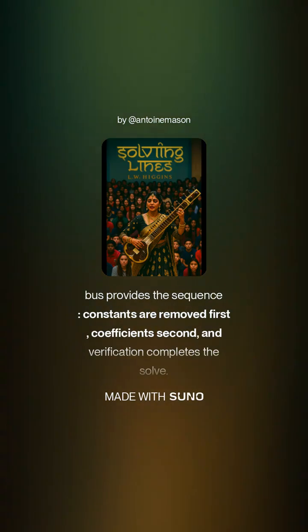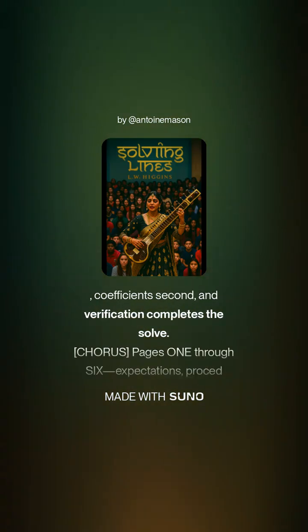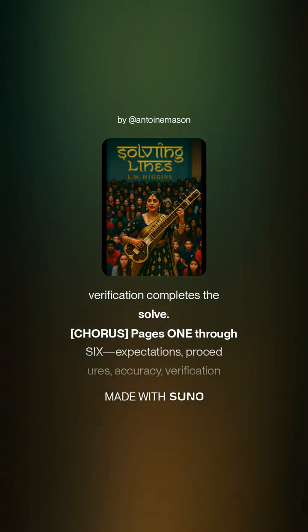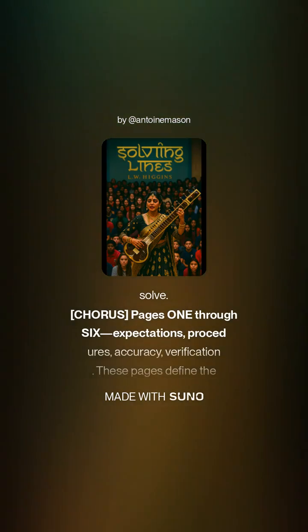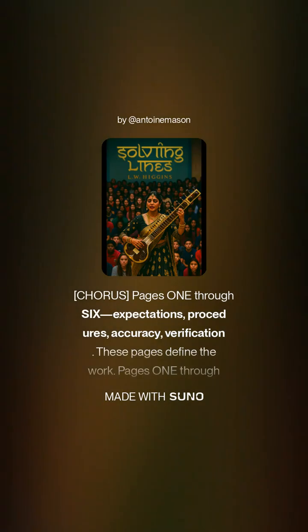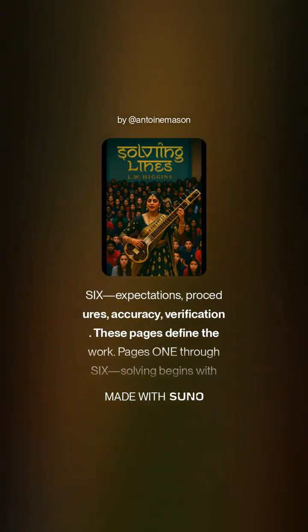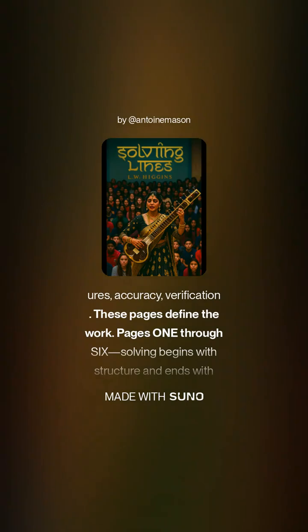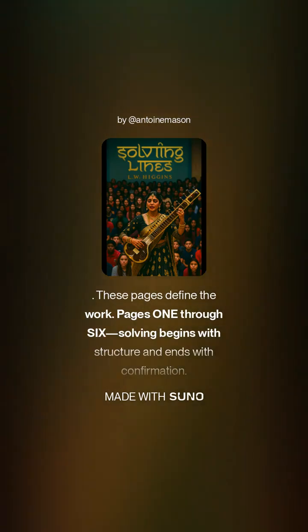The syllabus provides the sequence. Constants are removed first, coefficient second, and verification completes the solve. Pages 1 through 6. Expectations, procedures, accuracy, verification. These pages define the work.